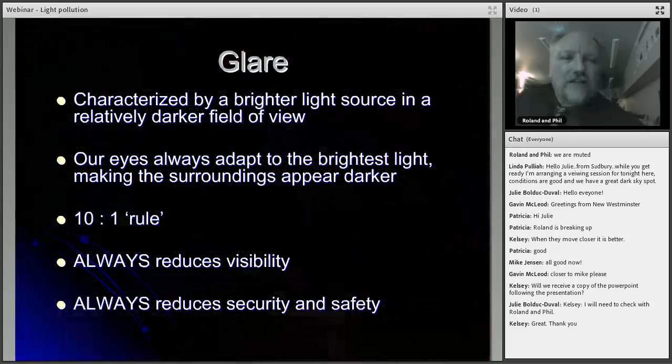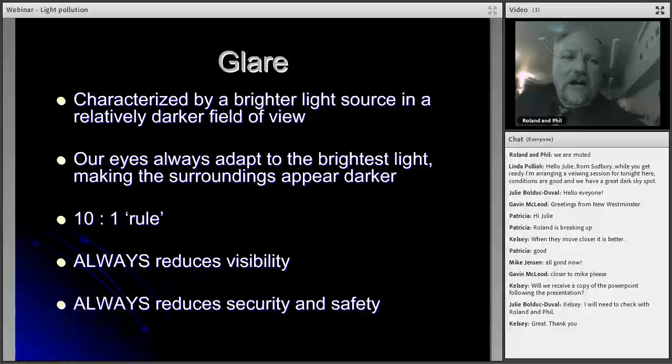So glare is characterized by a brighter light source and a relatively darker field of view. Our eyes always adapt to the brightest light, making the surroundings appear darker. I like to think of a 10-to-1 rule that basically minimizes the amount of contrast in the image. Once you've gotten something that's dimmer than that 10-to-1, it gets a little bit more difficult to see that up front very easily. It's not that you can't see things that are dimmer than that, it's just that they are no longer that apparent, especially in a moving vehicle. Glare always reduces visibility, and it always reduces security and safety because, of course, many hazards can hide in the dark areas that are not lit.